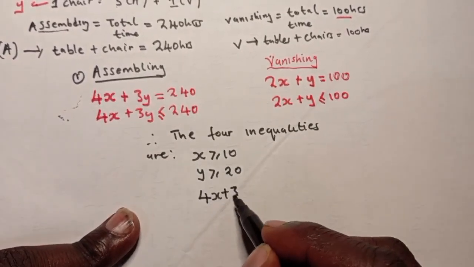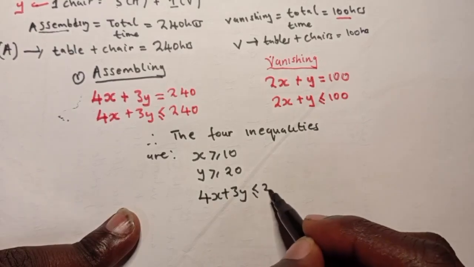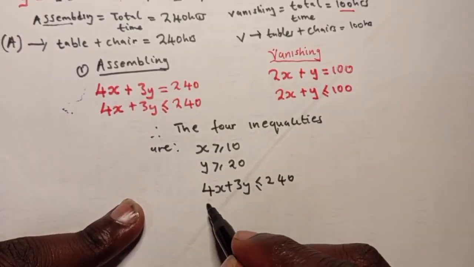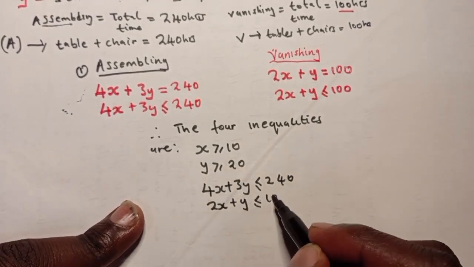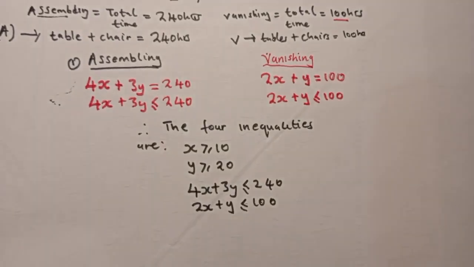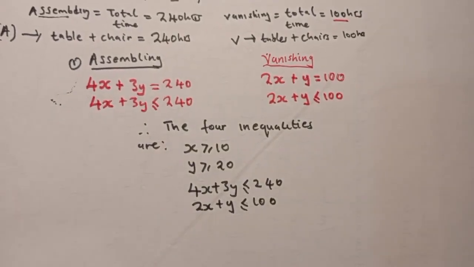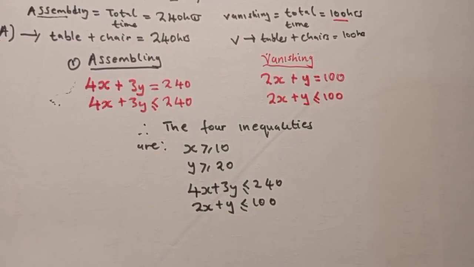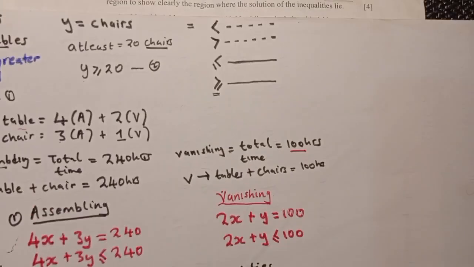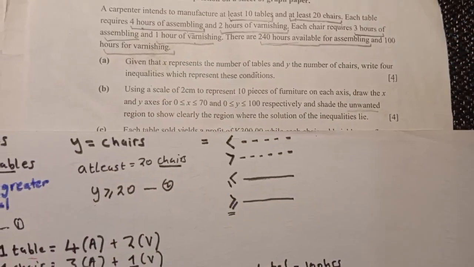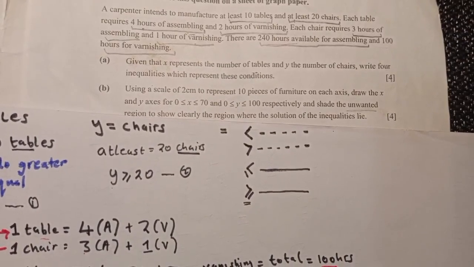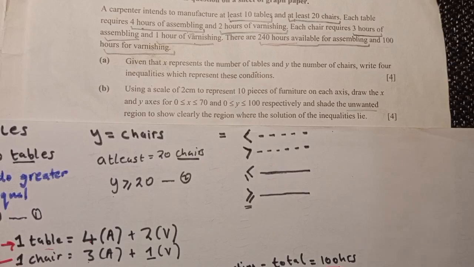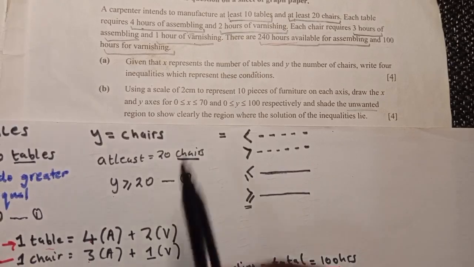4x plus 3y is less than or equal to 240, and then 2x plus y is less than or equal to 100. So these are the inequalities that we need here, and this answers the first question. Now the other question will require us to use a graph, and here's how we're going to do it.